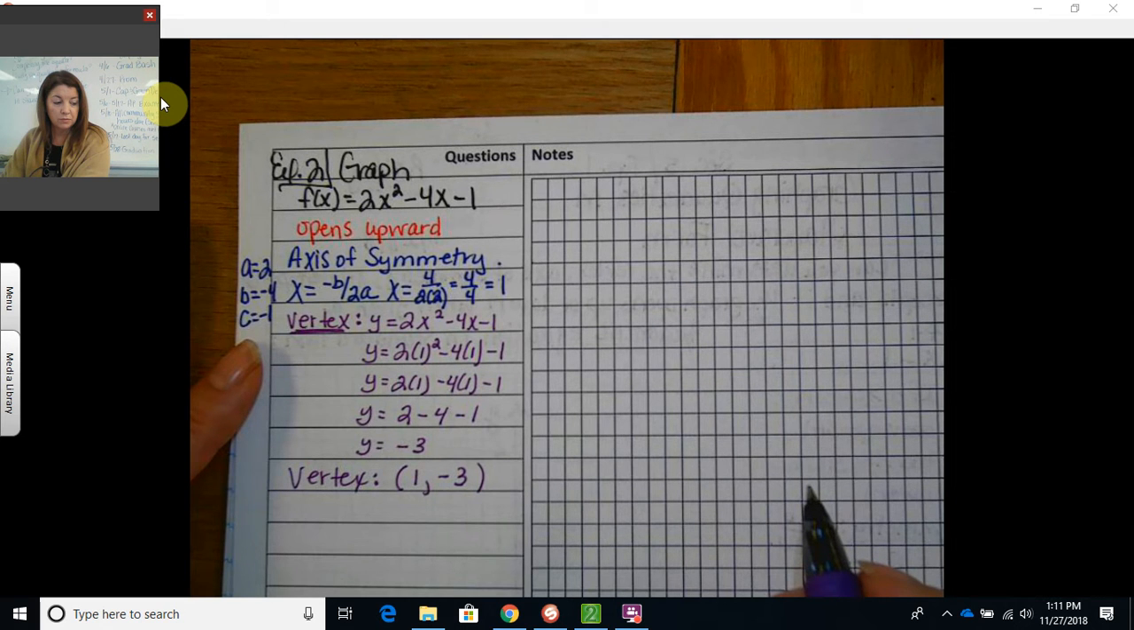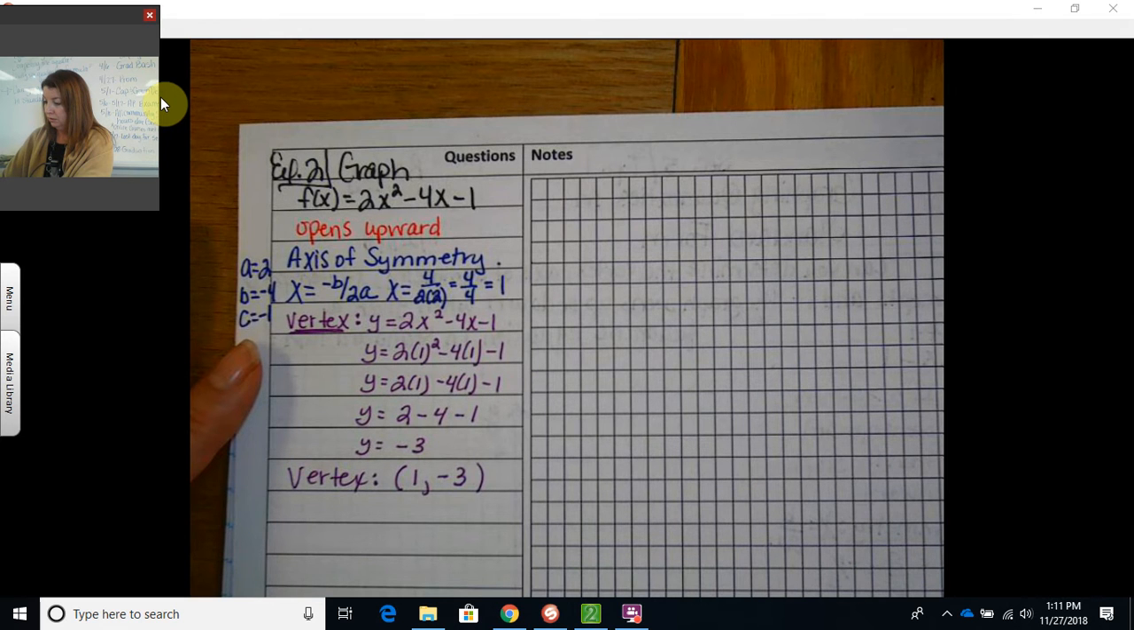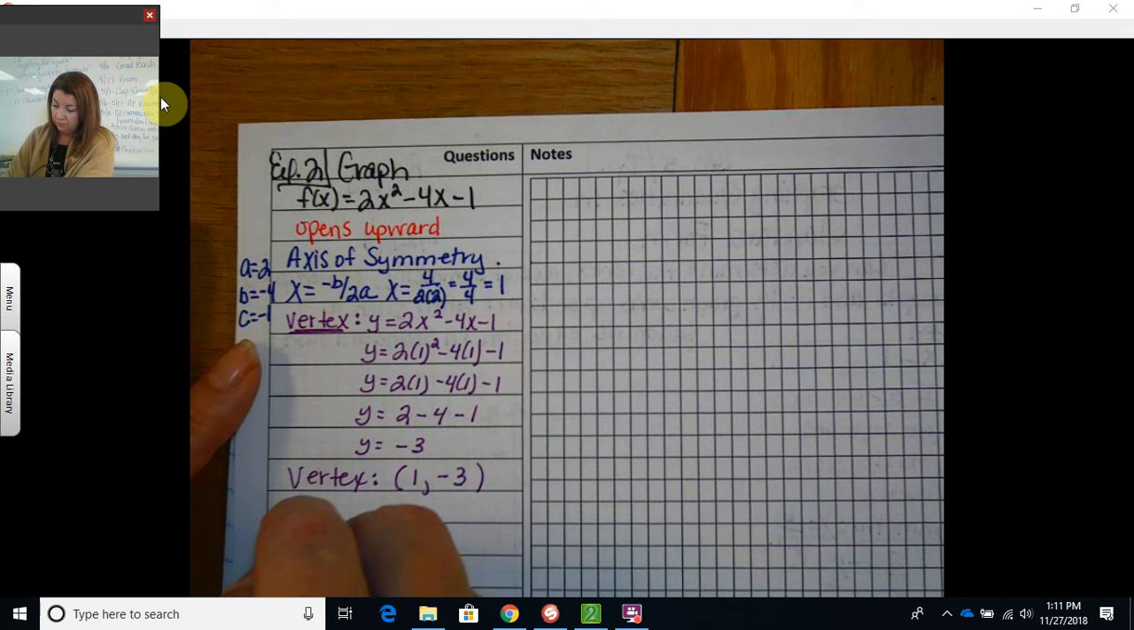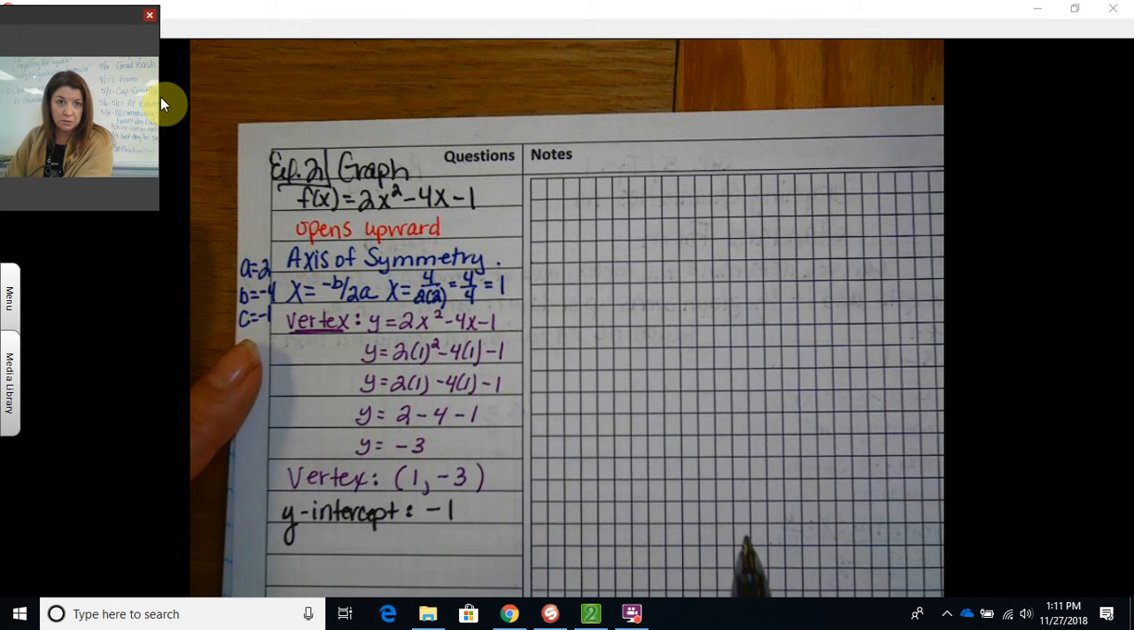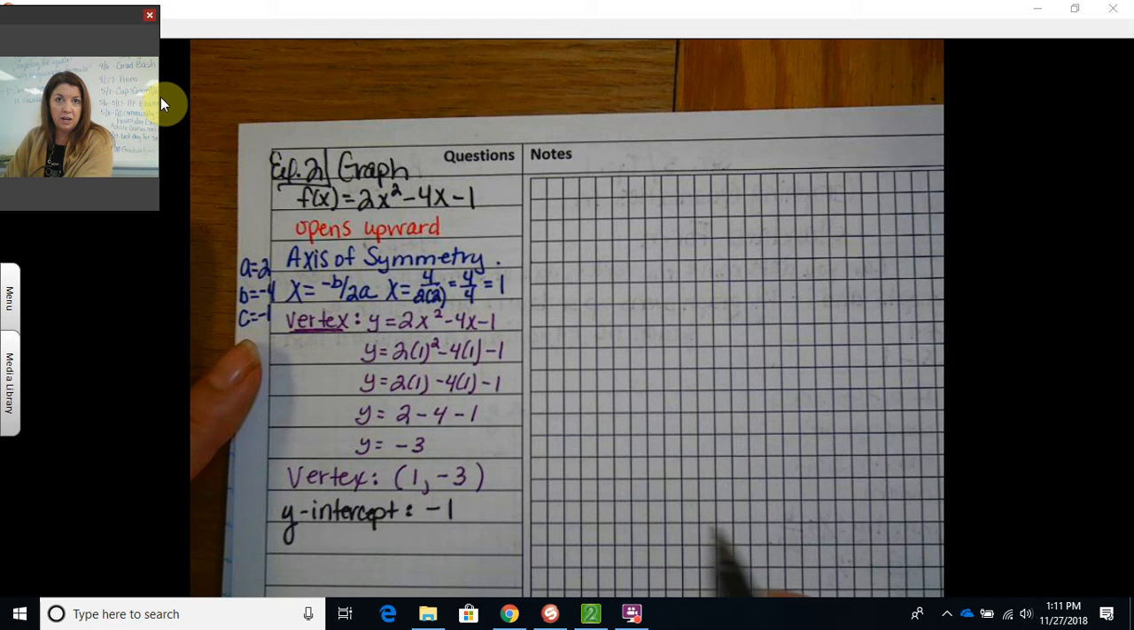What is the next thing that we found in the first example? The y-intercept. And how did we find that? It's your c, right? What is c? Negative 1. That's the easiest thing to find. So if you know how a graph's supposed to open up or down and you know what c is, if it was a multiple choice, which on our test it won't be, those are two ways you could eliminate a lot of the answers, right?